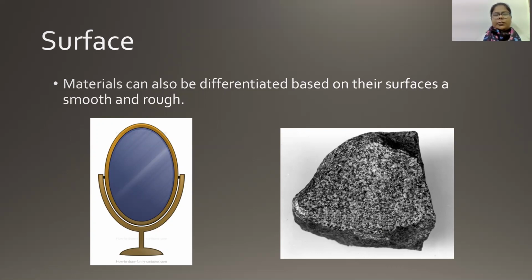The smooth and rough surface of the materials also creates a difference in many properties. When light is thrown on a smooth surface, the light reflects back very easily. Whereas the same light when thrown on a rough surface does not reflect back easily and it changes its direction of reflection.